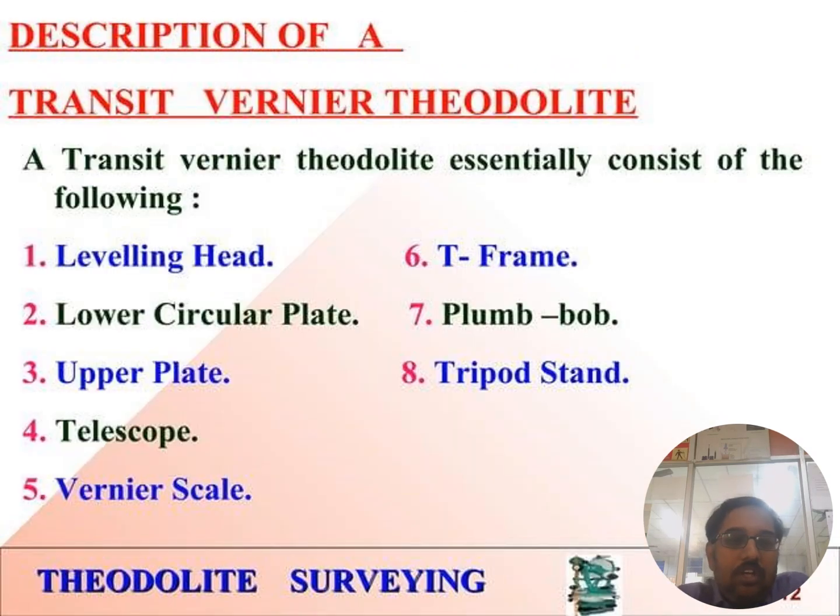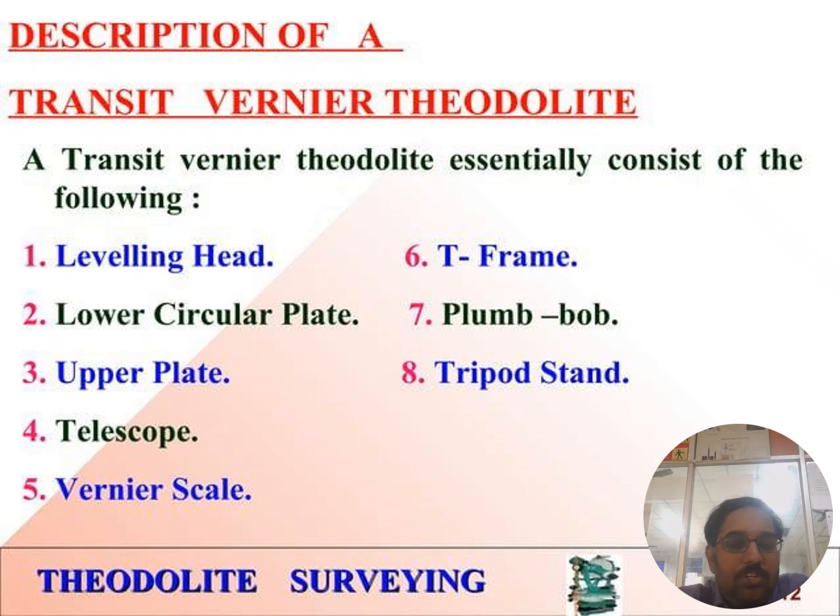Next come the essential instruments and equipment used in a transit theodolite, which is used for theodolite surveying of horizontal as well as vertical angles. The first is the leveling head. Next comes the T-frame. The T-frame supports the leveling head and the lower circular plate, which is graduated from 0 to 360 degrees.